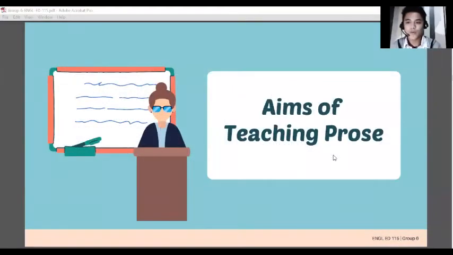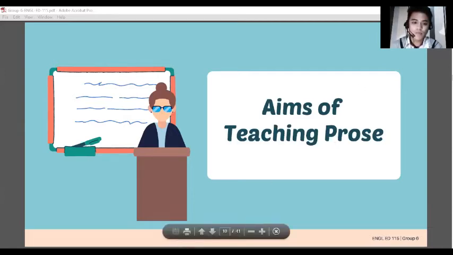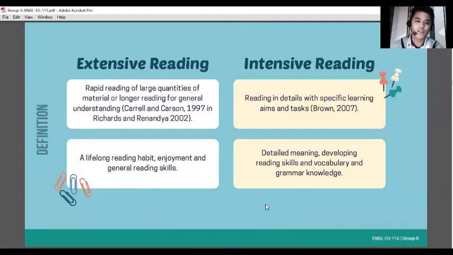Hello. Our next topic would be aims of teaching prose. With the aims of teaching prose, it focuses on the content and the literary aspects of the texts. We will be discussing extensive and intensive reading. With extensive reading, we'll go over the definition and discuss more information later on.